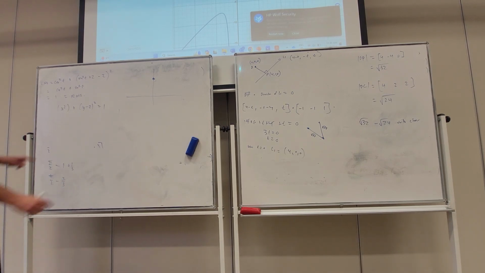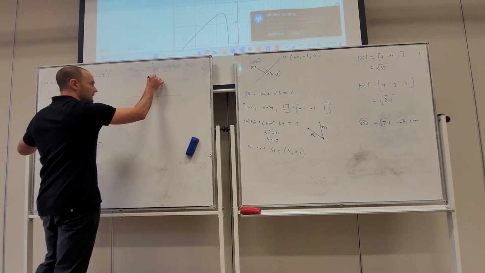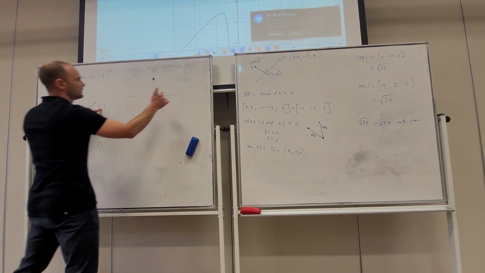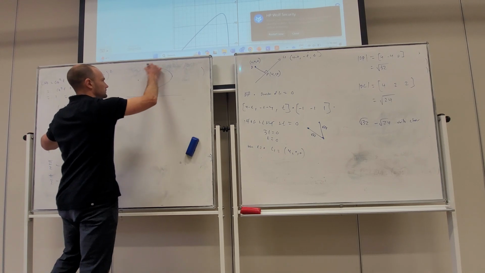So this is a circle. Its centre is x is 0, y is 2. You learn that in year 11 methods, and it has a radius of 1. So that's what it's looking like.